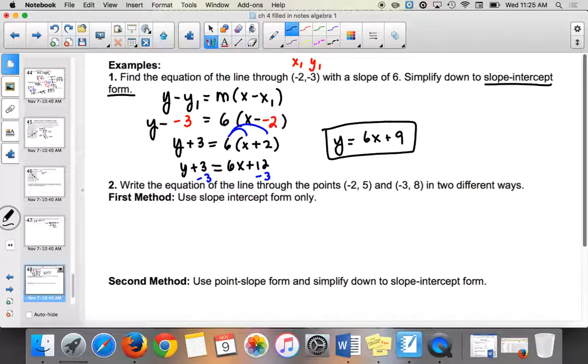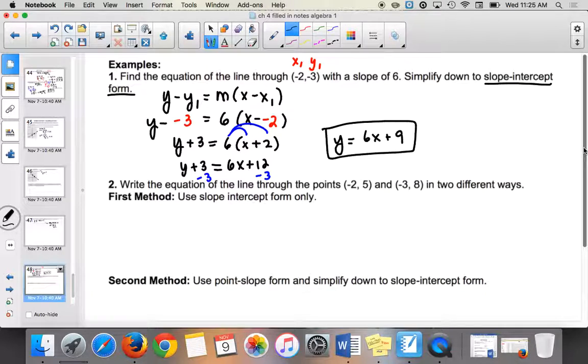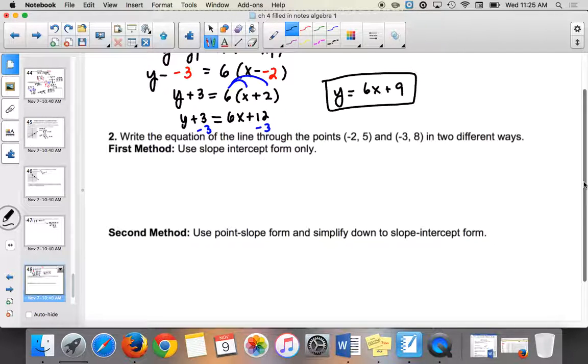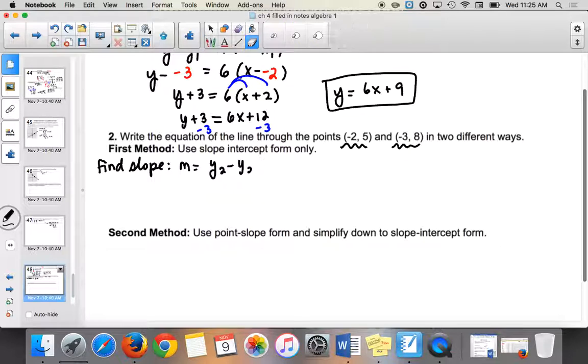So let's try it again. It says write the equation of the line through the points negative 2, 5, and negative 3, 8 in 2 different ways. So here are our points. First we're going to find the slope. Do you guys remember the formula to find slope? Not y squared, right? y subscript 2 minus y1 over x subscript 2 minus x1. So y2 minus y1 over x2 minus x1.